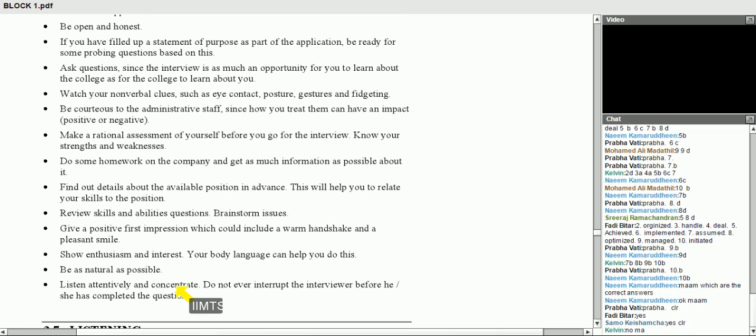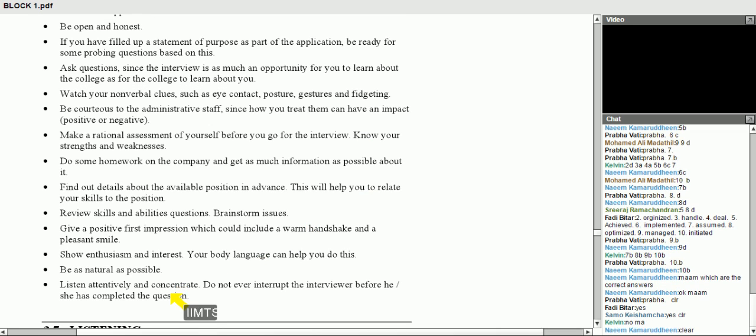Okay. Be as natural as possible. Listen attentively, because if you are not a good listener, you can never be a good speaker. Suppose I'm speaking something, I'm asking you a question and you're not paying heed to it, even if you know the answer, you just cannot answer me well. Okay? So this should be there.